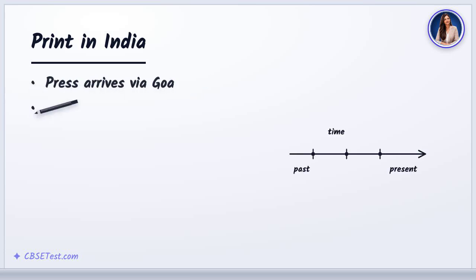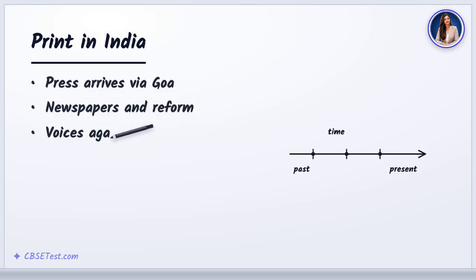Printing came to India through Portuguese missionaries in Goa. By the 19th century, newspapers and books spread, helping reformers debate social issues and giving a voice to nationalist and social movements.